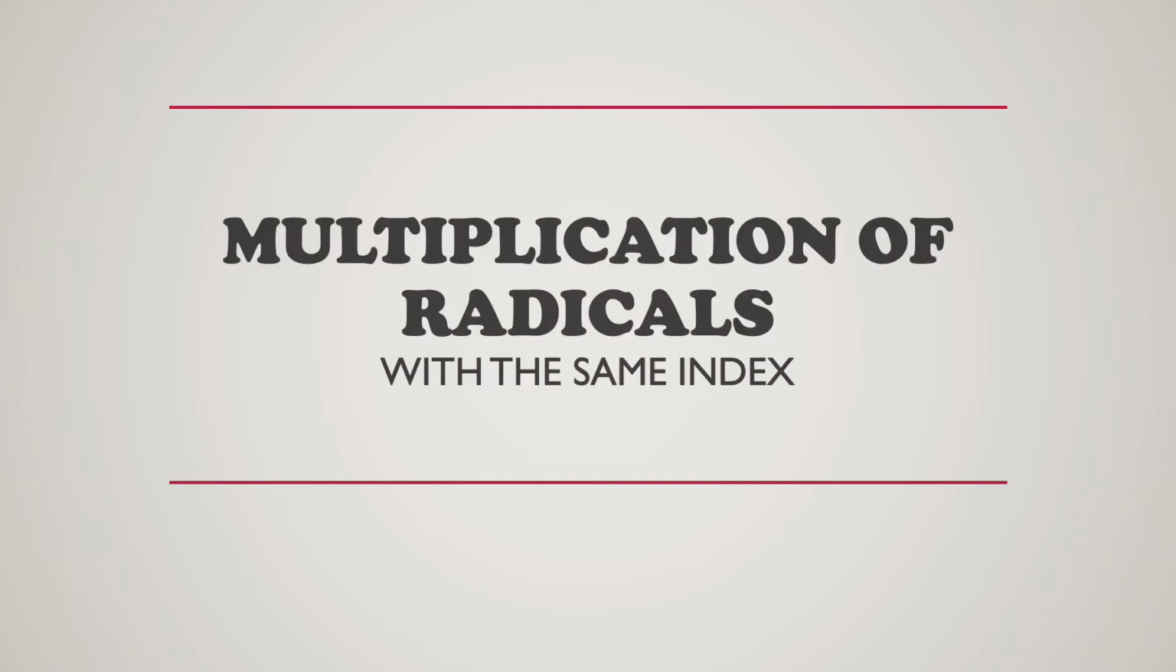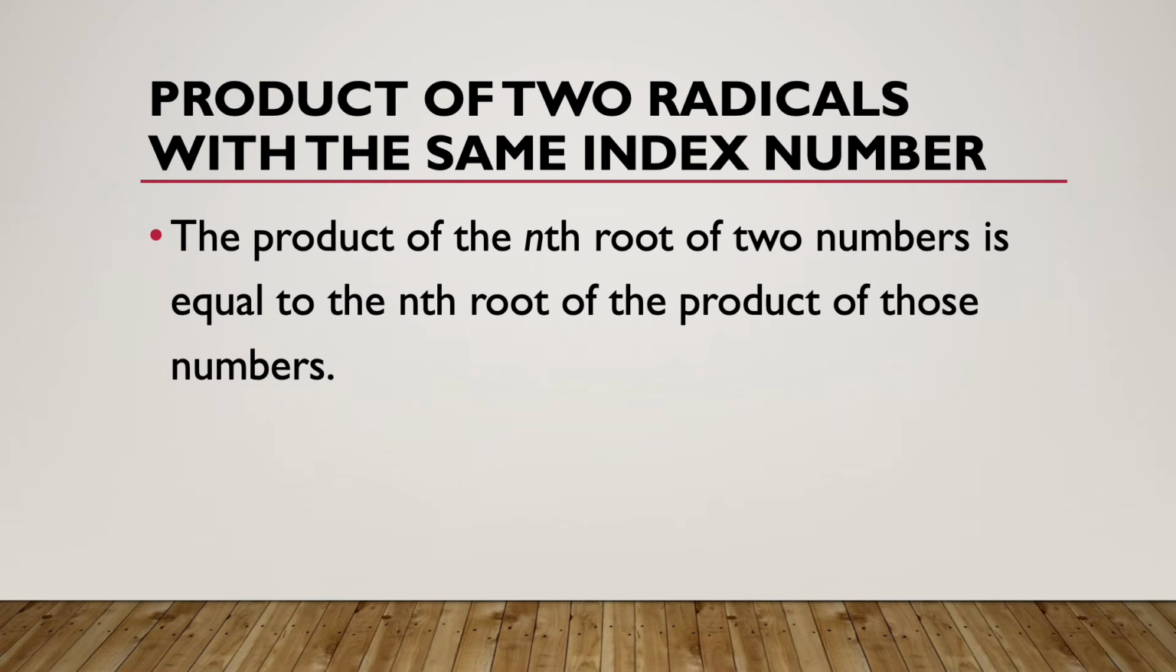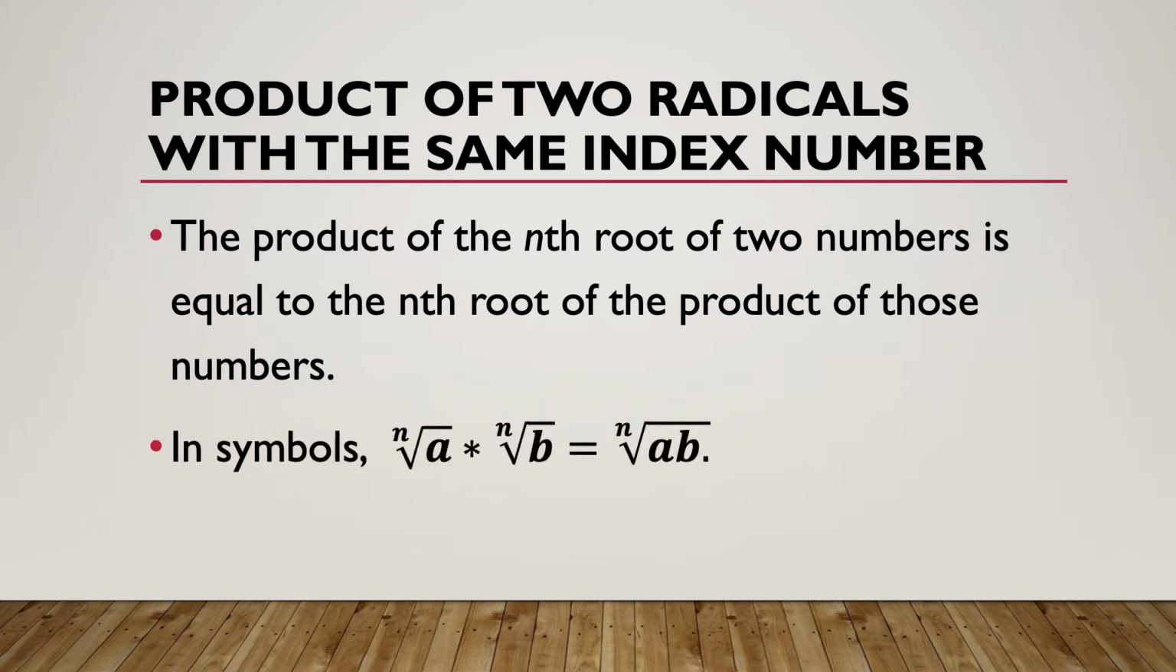Let's move on to multiplication of radicals with the same index. Let's have the definition. Product of two radicals with the same index number. The product of the nth root of two numbers is equal to the nth root of the product of those numbers. In symbols, nth root of A multiplied to nth root of B is equal to nth root of A times B.